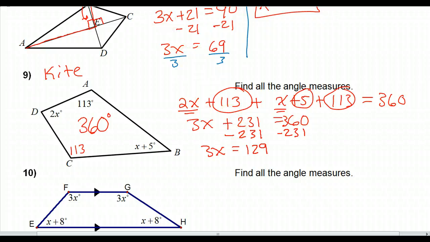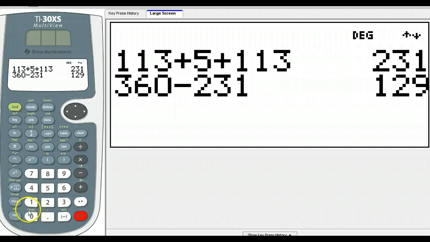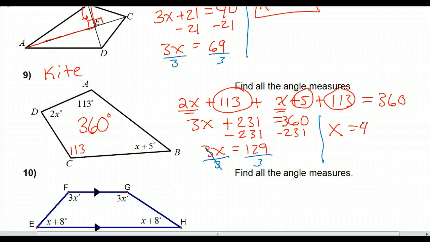Alright? Then I just have to divide everything by 3. And that is going to give us x equals, let's see, 129 divided by 3. So x is 43. Now we're not finished because we're supposed to find all the angle measures.